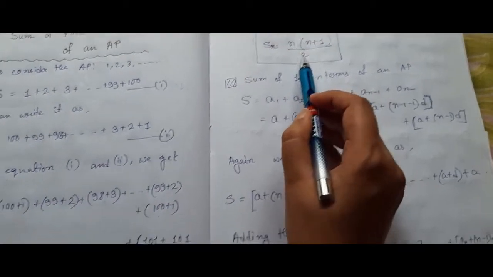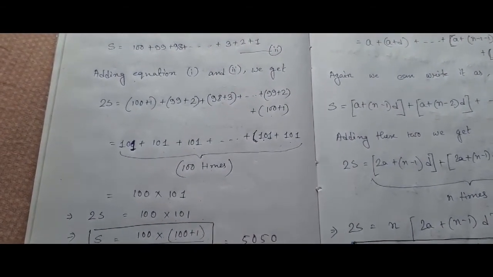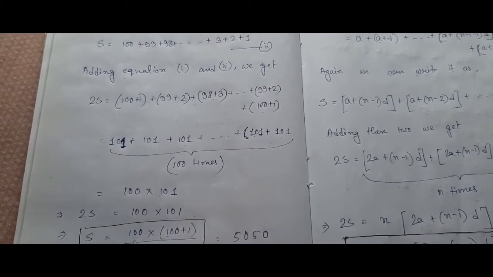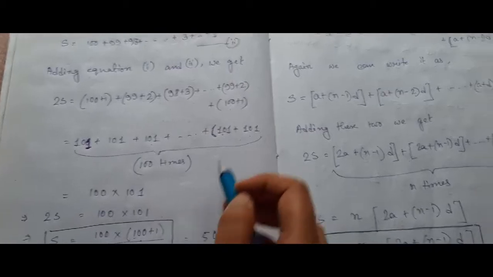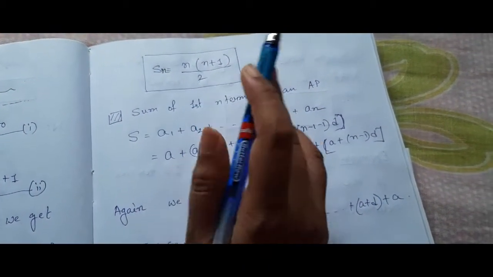Now look at the similarity of this one and this one. This is the sum of 100 positive integers. When it is 100 positive integers, it means 100 into 100 plus 1 by 2. When it is n positive integers, it will be n into n plus 1 by 2.